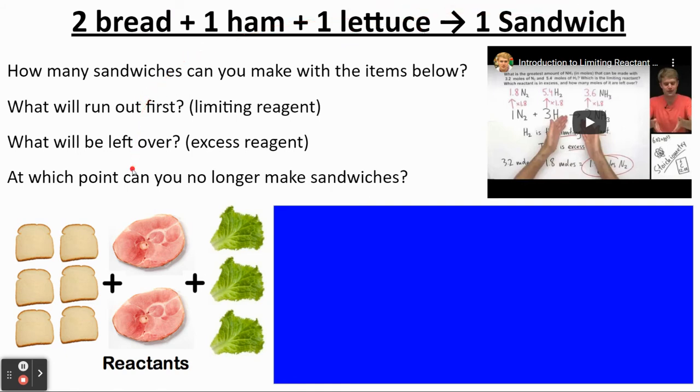And so I know what a lot of you are thinking. Where's the mayonnaise? Well, I know it's not there. Where's the ham? Where's the mustard? It's not there. It's okay. This is just to illustrate a point. So 2 breads, 1 ham, 1 lettuce, and make 1 sandwich.